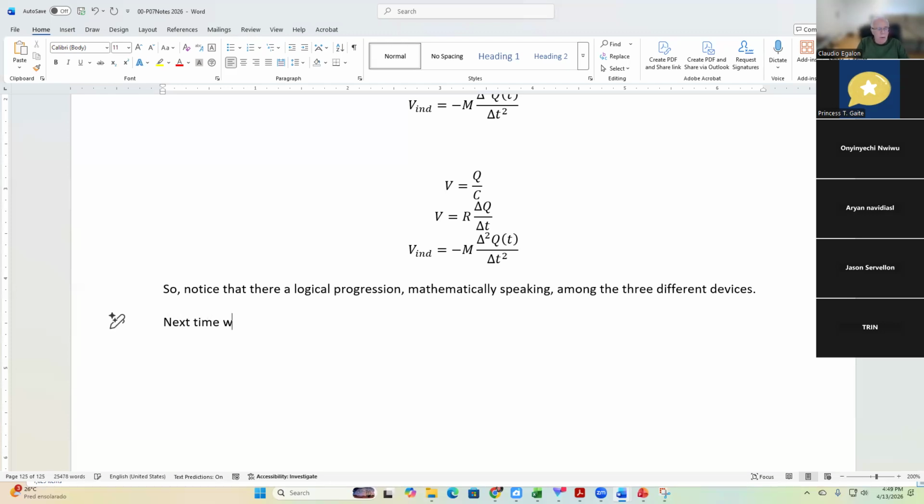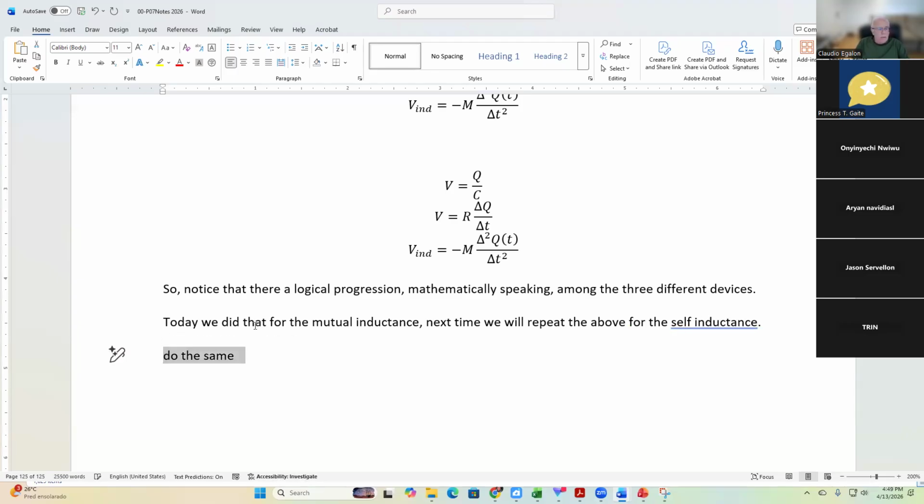Next time, we will do the same. Today, we did that for this mutual inductance. Next time, we'll repeat the above for the self-inductance. Okay? And then I'll tell you too that there is a unit behind that too. And I'll fill that up next time.